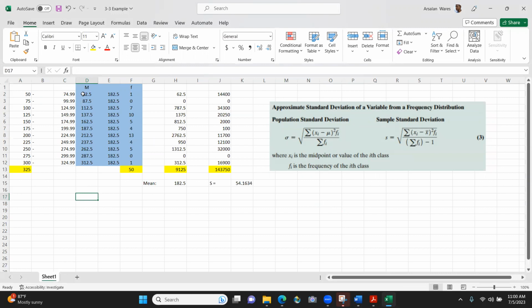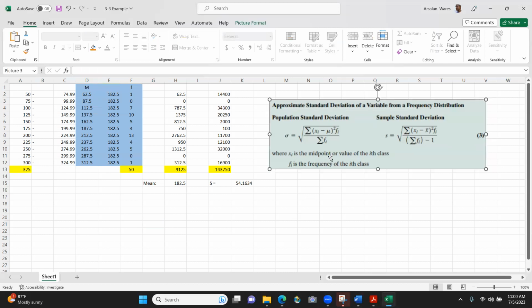In order to do that, you have to find the midpoint. And how do you find the midpoint? You add 50 plus 75 divided by 2 goes here. 75 plus 100 divided by 2 goes here, and so on and so forth. The last one will be a little bit of a problem, but you just pretend there is another class. 300 plus 325 divided by 2 goes here. What happens is this.